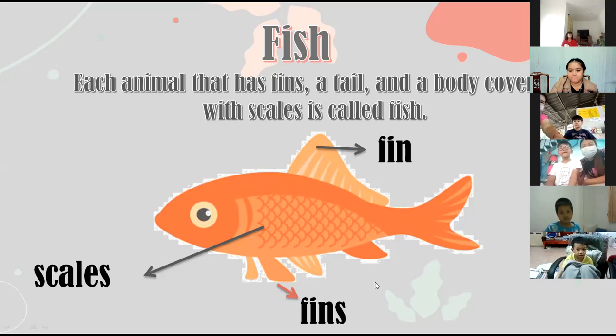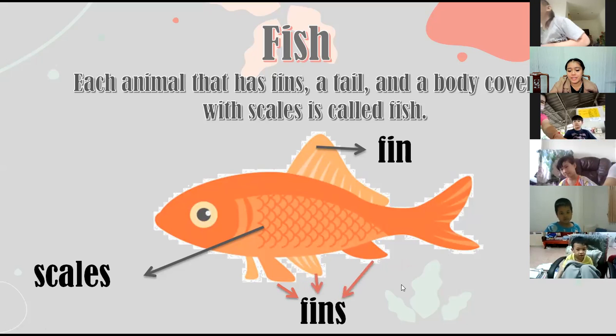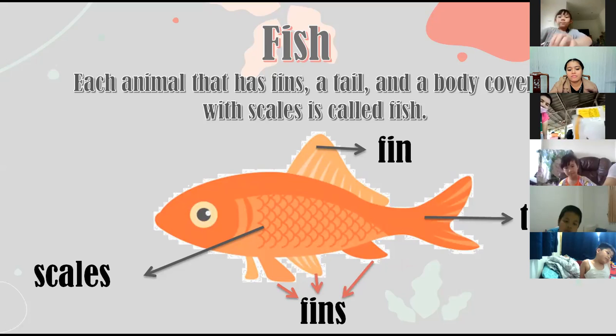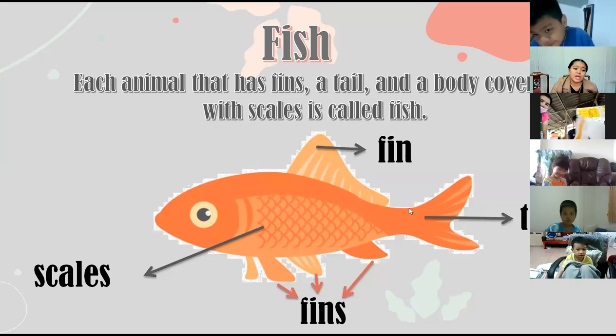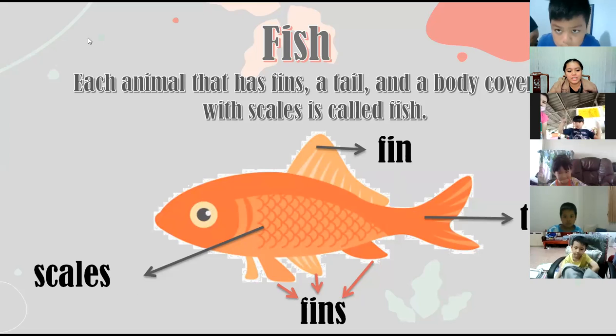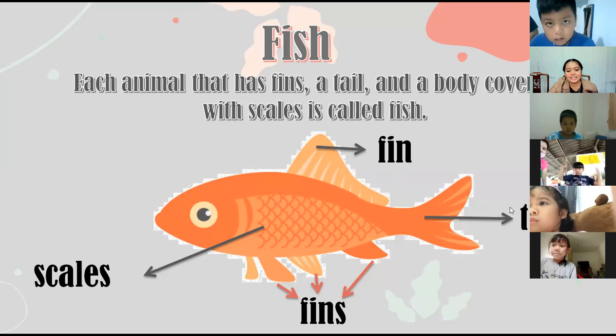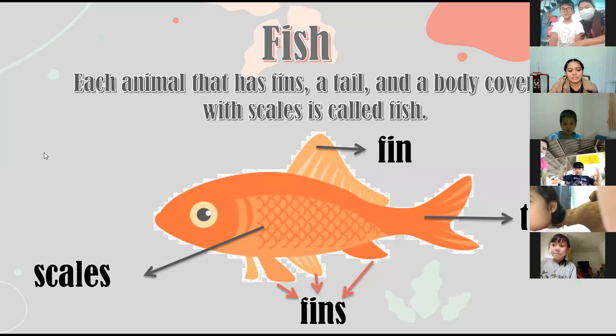Tail. Okay, and of course, these are their fins. And of course, they also have a tail. Tail. Do you have a tail like this? No. Why? Because you're not a fish. Understand? Yes? Okay. Again, let's repeat the body parts of a fish. Fins. Tail. Scales. Okay.